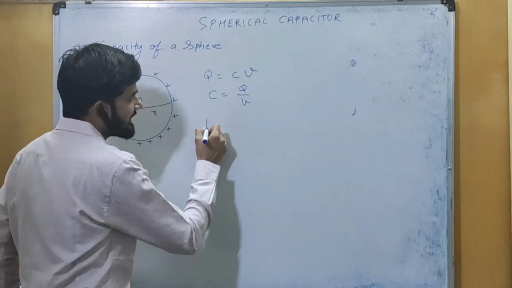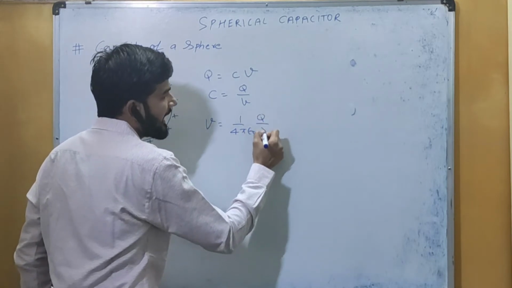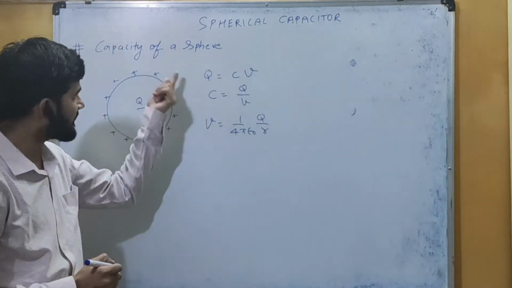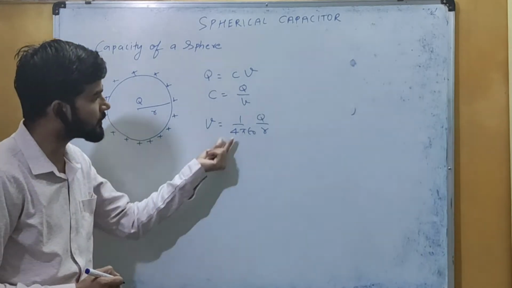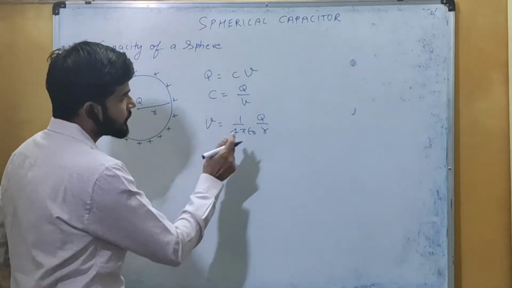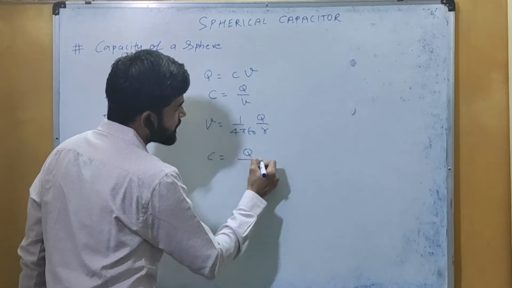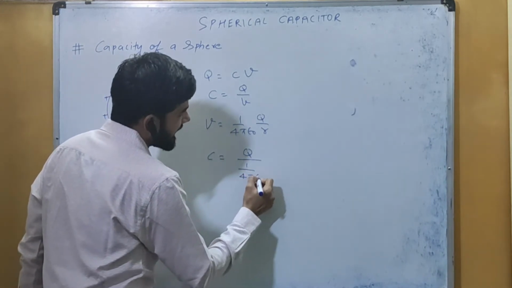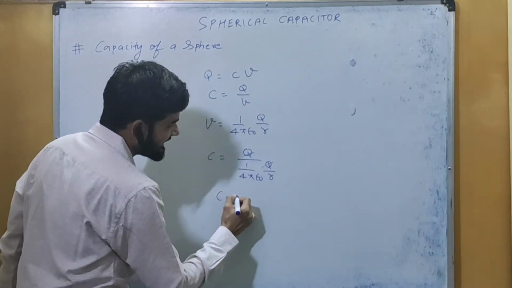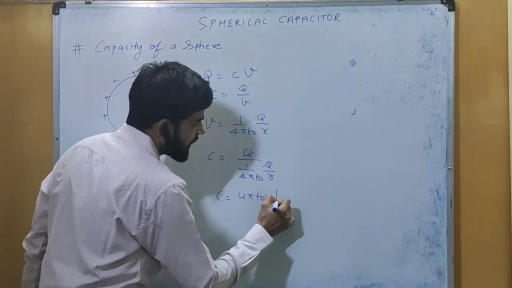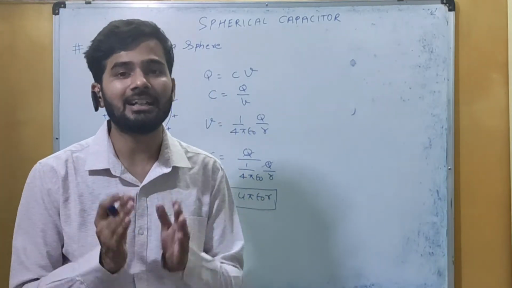For this spherical conductor, we can find V equals 1 by 4 pi epsilon naught Q by R. This is the potential on the surface of the sphere if we have charge at the center. So we'll put the value of V in this expression. I can write C equals Q divided by 1 by 4 pi epsilon naught Q by R. Here this Q gets cancelled and I can write C equals 4 pi epsilon naught R. So this is the capacitance for a single spherical conductor.